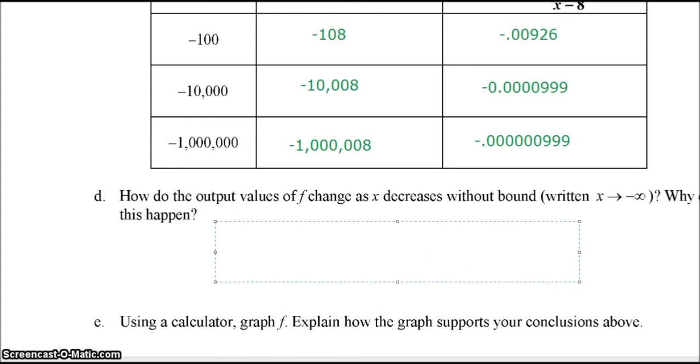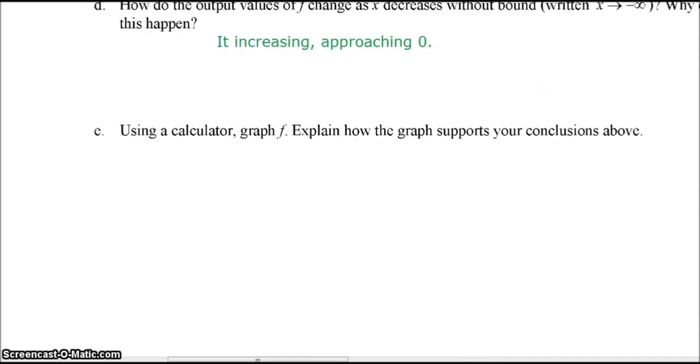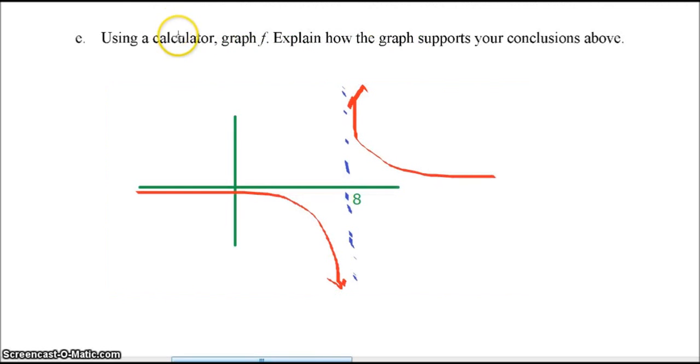How does the output value of f change as x decreases without bound, as x approaches negative infinity? It actually is increasing, approaching 0. We're getting less negative. Use a calculator, graph f, and explain how the graph supports your solution above. I drew this graph in the previous lecture, but notice that as we approach infinity, this line is going to get closer and closer to 0, and if we decrease without bound, we'll get closer and closer to 0 also. So there is a horizontal asymptote at y equals 0.